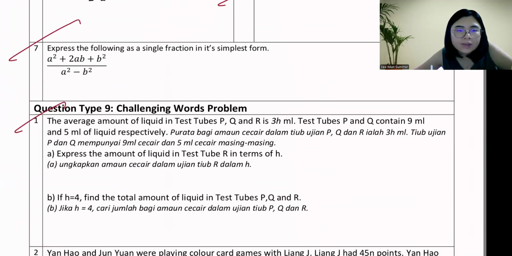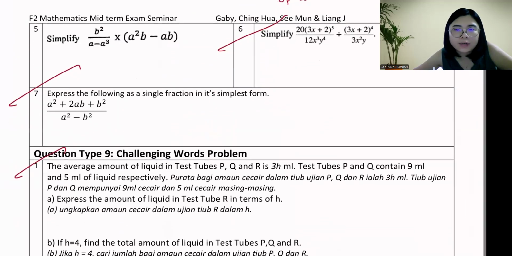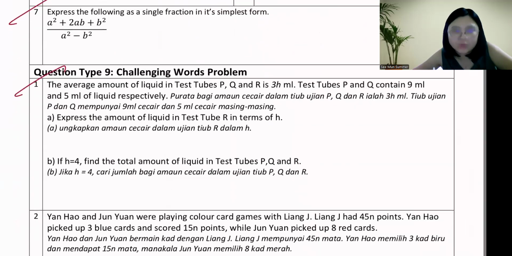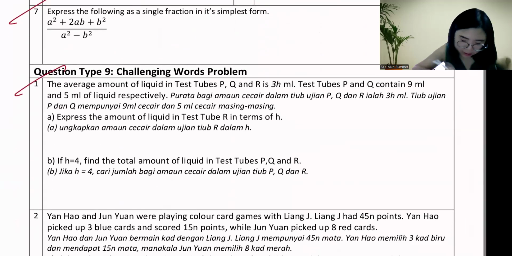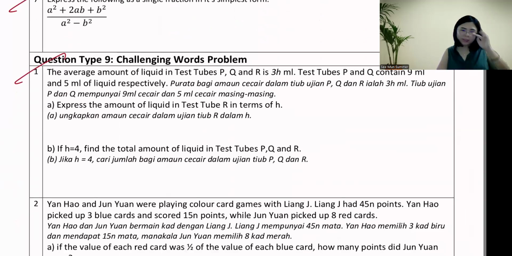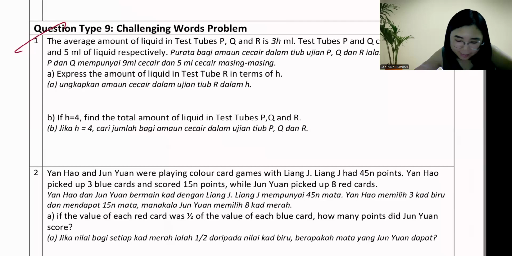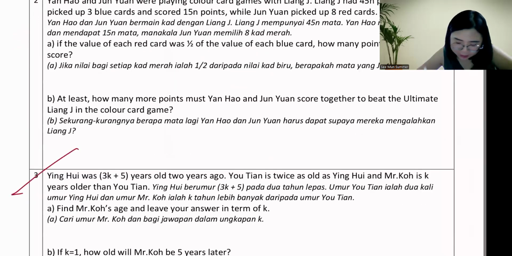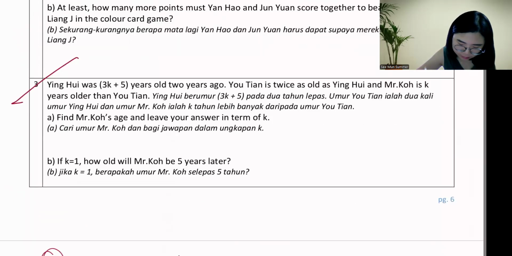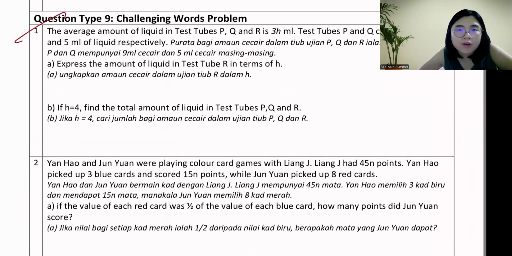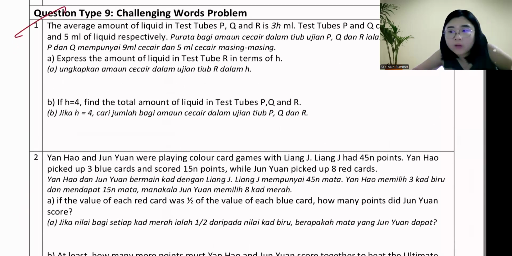Yes. Okay. So now let's try some interesting question. I think the rest you all can try. I think you're smart enough to do it. So maybe we can try this below. Challenging word problem. It's not really challenging, just that it's in words, okay? Which is on page number 6. Number 6. Average amount of liquid. All of you can understand if I use English, okay, right? So anyone of you request for BM, you can inform me. So I try to dual language, okay?